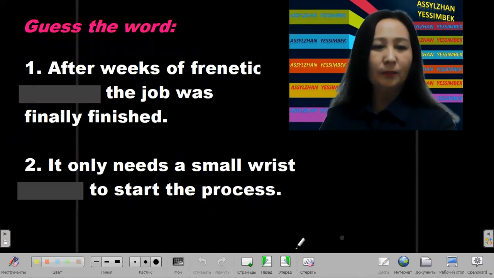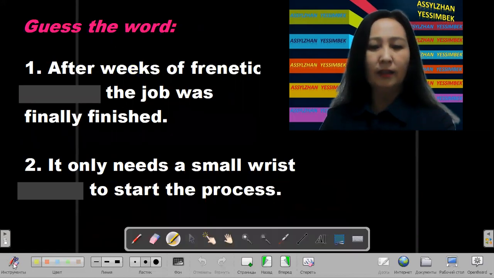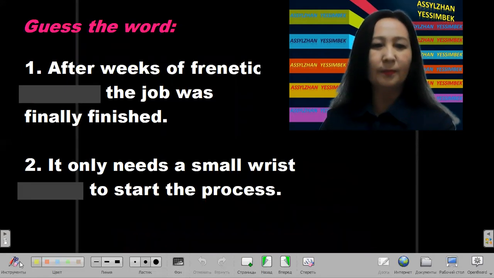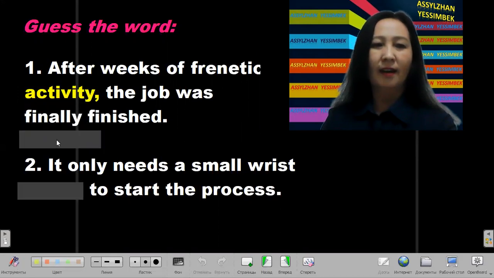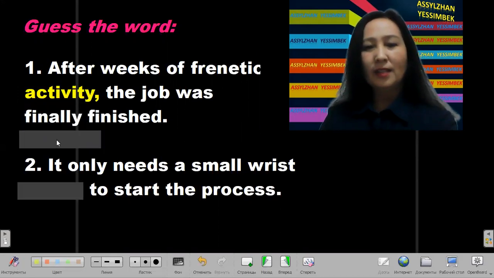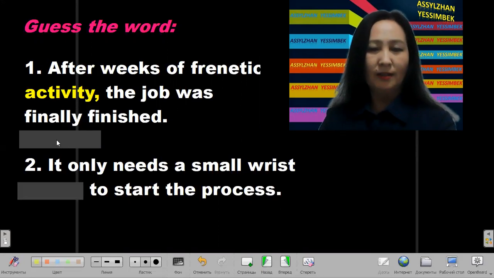Okay, and now have a look at these sentences and guess the word itself. After weeks of frenetic activity, the job was finally finished. So frenetic activity means very energetic and fast activity.